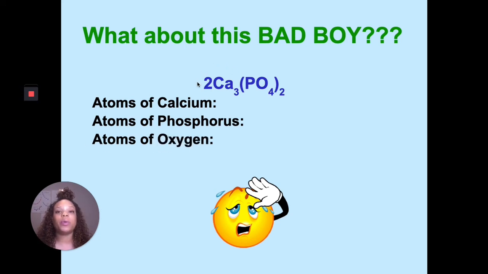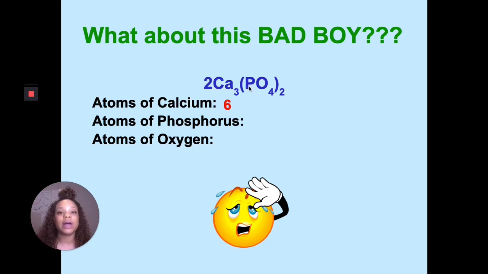So remember, when we have coefficients, you always go back to the big number every single time for each element. If you look at calcium here, we have a subscript of 3, but our job is not done. We have to go back to the big number and multiply 3 times 2. You should know, but if you don't, use your calculator. 3 times 2 is going to give you 6.